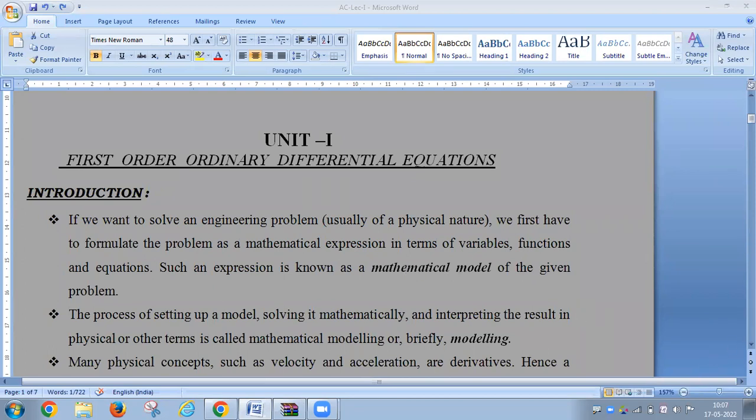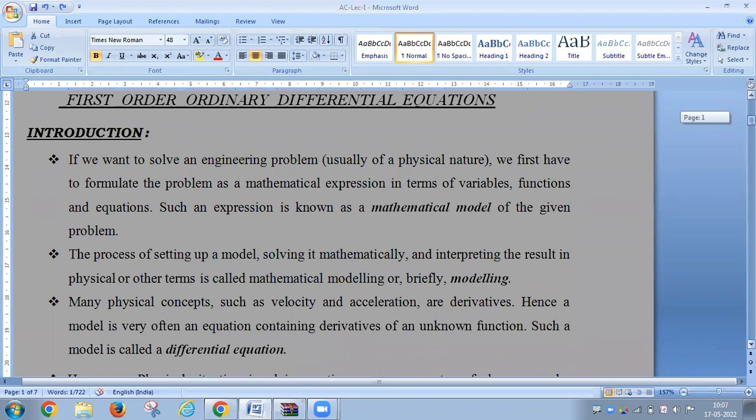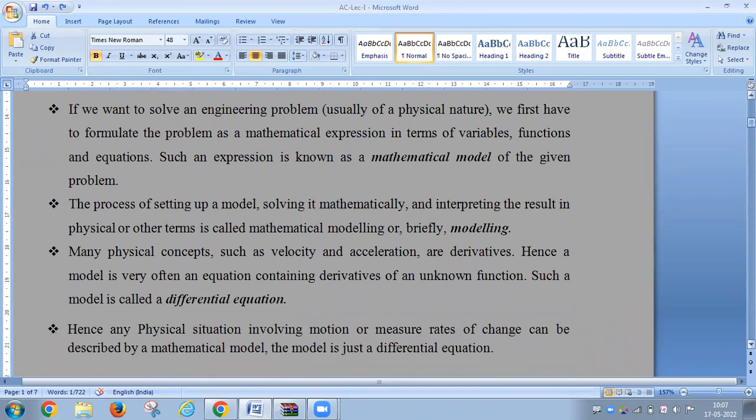The formulation of that given physical problem in terms of a differential equation, we'll call it a mathematical model, or the process of forming a mathematical model is nothing but what we'll call modeling. Okay, so these differential equations will arise when there is a rate of change of one quantity with respect to another quantity.